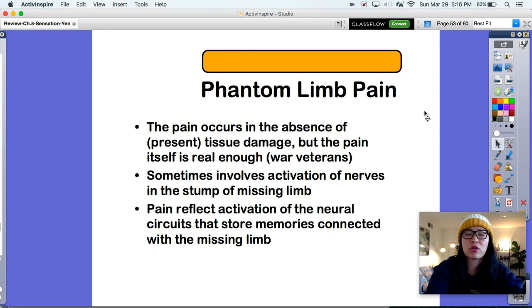One of the ways they've been trying to treat this is through mirror therapy. If they have a mirror here and the actual hand or leg is moving, then whatever is projected onto the mirror is going to make the missing limb feel more comfortable.